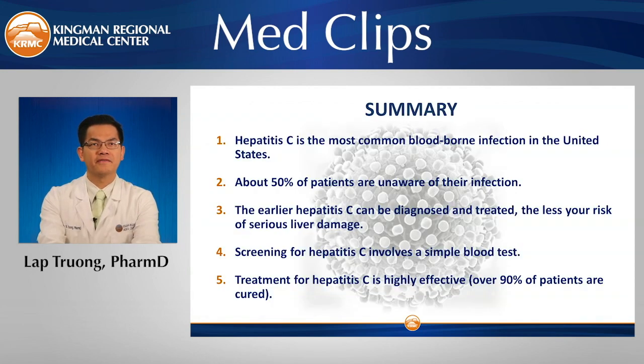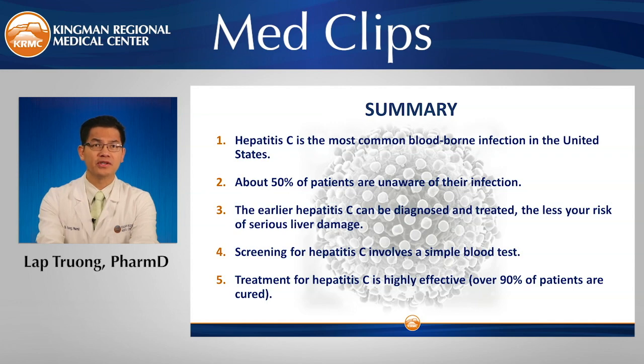I'm aware that there is a lot of information about hepatitis C that I just went over. However, this slide will summarize the essential points that I just talked about. So hepatitis C is the most common blood-borne infection in the United States. Number two, about 50% are unaware of their infection, and this can be very dangerous, that you carry on with your disease and then you spread it on to somebody else, or your liver will be getting worse, or you might even get liver cancer or liver failure.